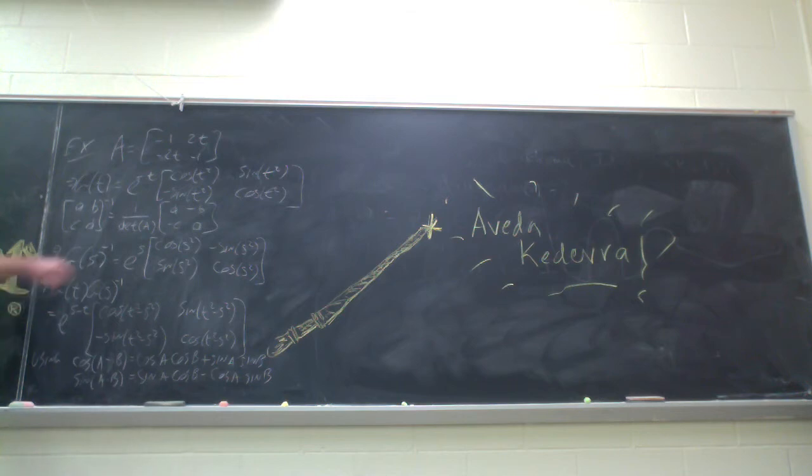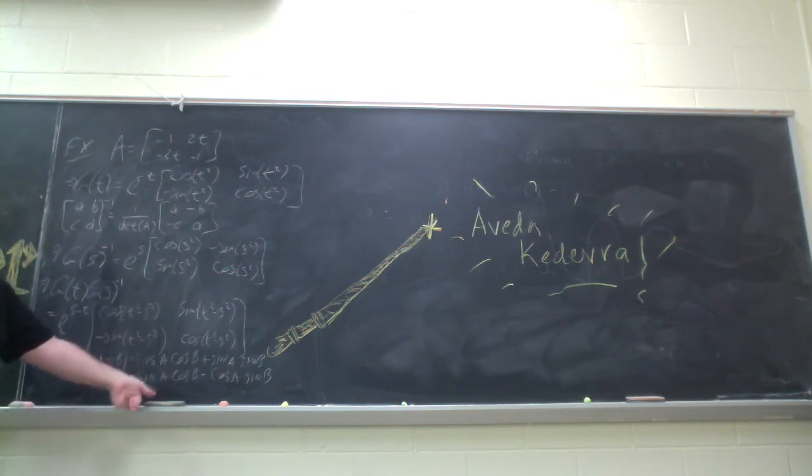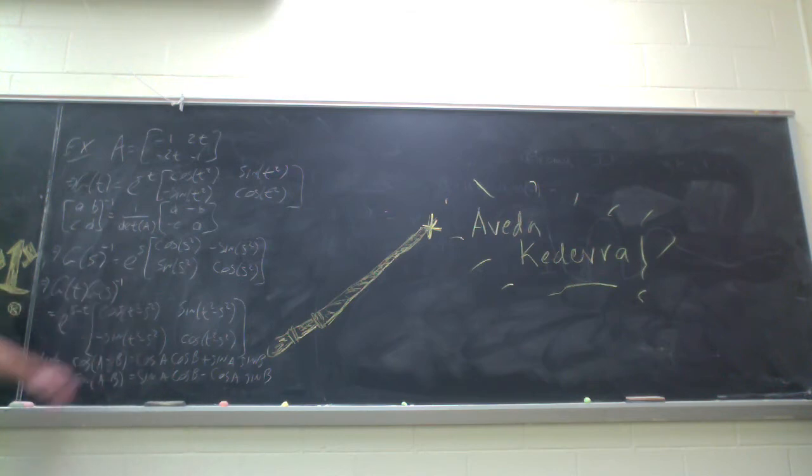Because when you multiply this times this with regular matrix multiplication, you actually get expressions of this form, either this on the diagonal or this on the off diagonal. Then you condense them using these identities to get these.